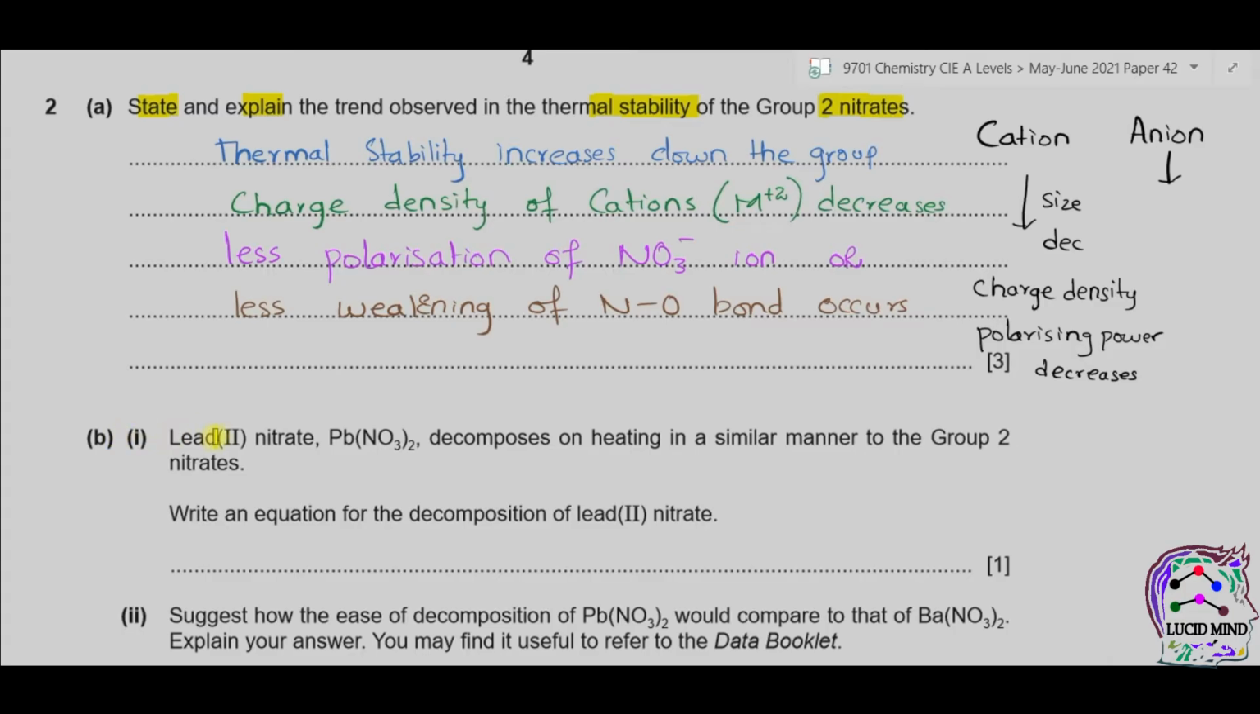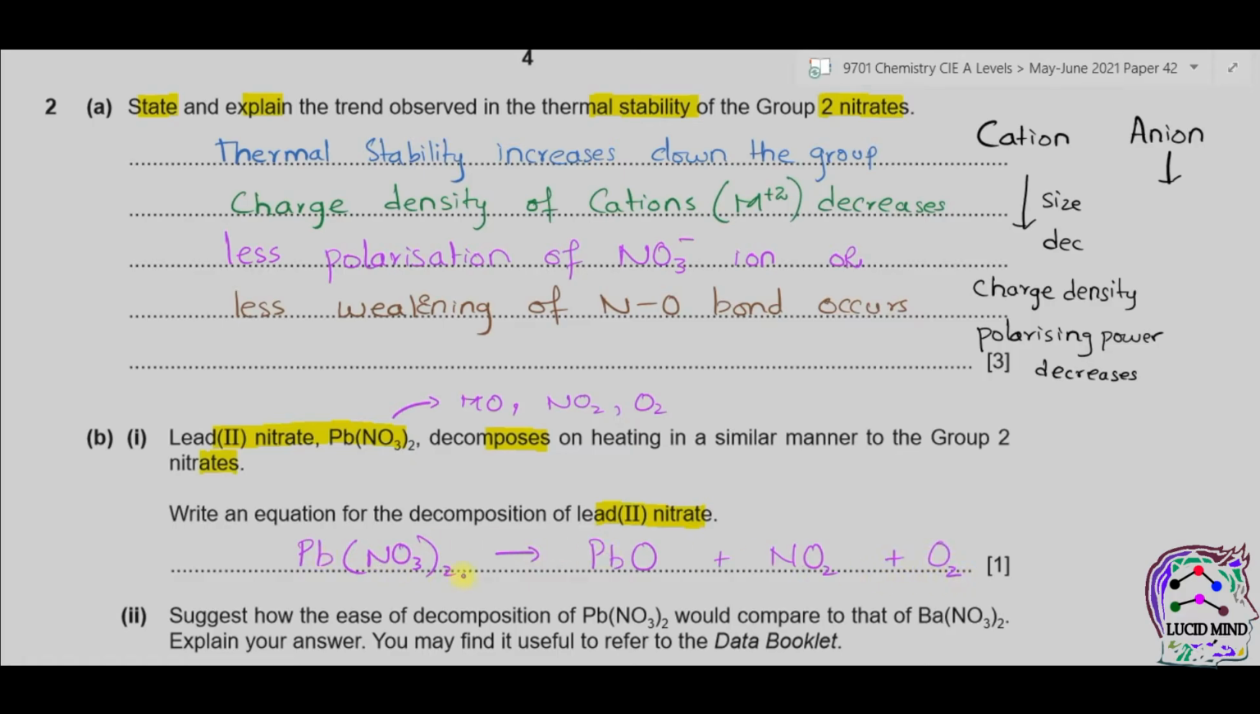Part B, part 1, lead 2 nitrate. We have Pb(NO3)2 decomposes on heating in a similar manner to group 2 nitrates. Write an equation for the decomposition of lead 2 nitrate. Now group 2 nitrates decompose to form three things: one is metal oxide, one is nitrogen dioxide and one is oxygen gas. Lead nitrate will be decomposed similarly, so we can write Pb(NO3)2, it will decompose to form lead oxide plus nitrogen dioxide plus oxygen.